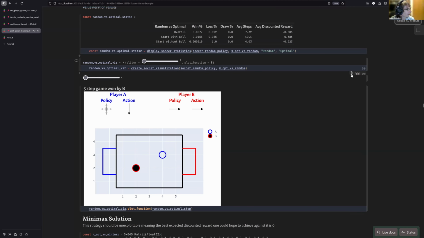We can see when it starts with the ball, it wins in an average of 4.63 steps. So 4 steps is when there's no interruption. You can see if any of these end up being longer games. So this is kind of a random case where this ended up being a 23 step game. I'm not sure why. It probably just takes a while, where now B is trying to position itself as close to A as possible, but A is kind of running away.